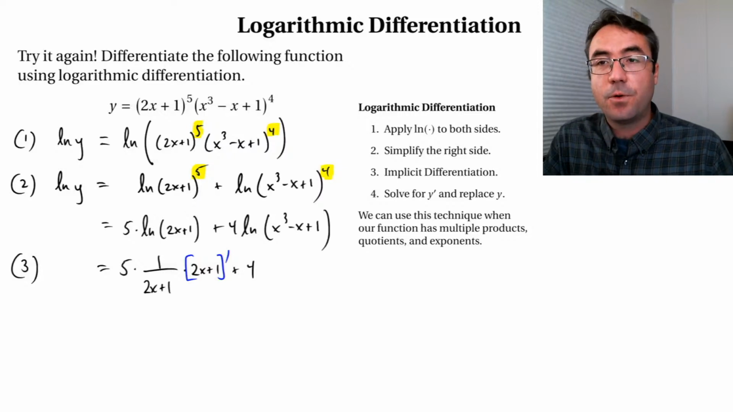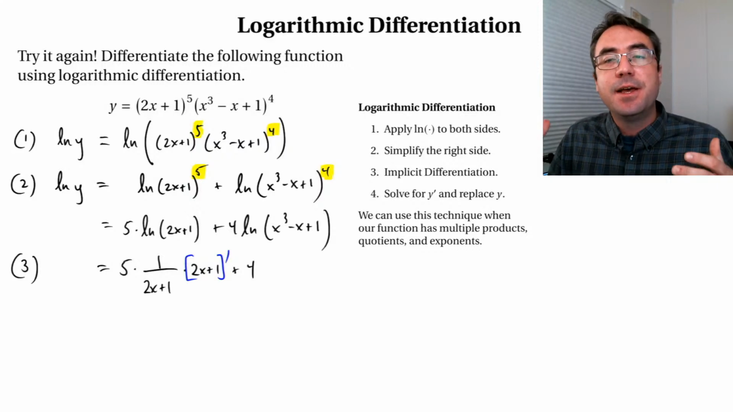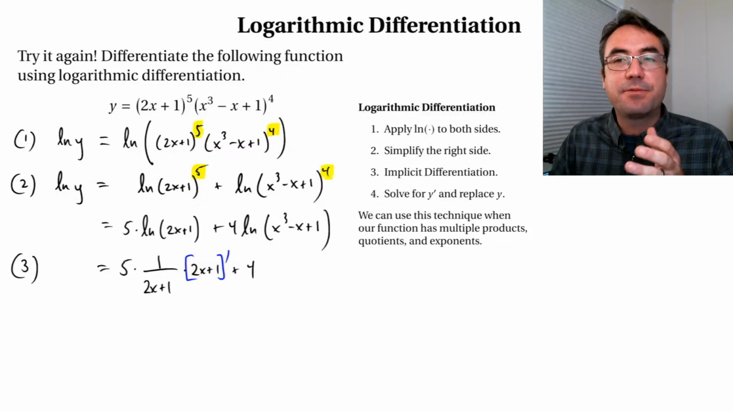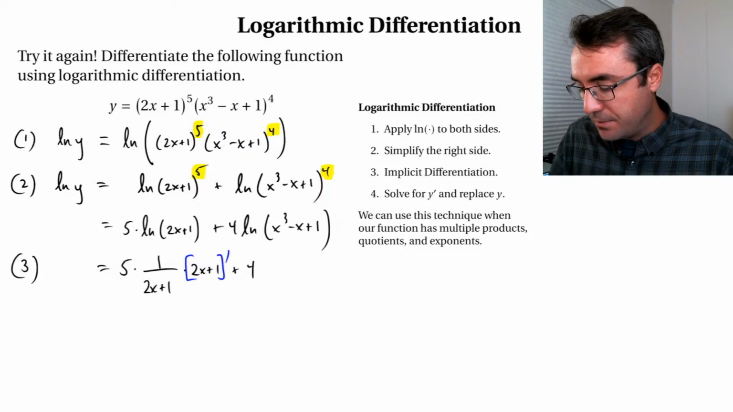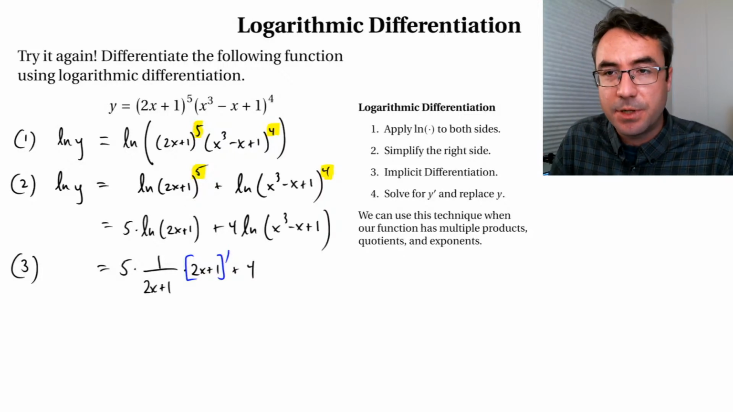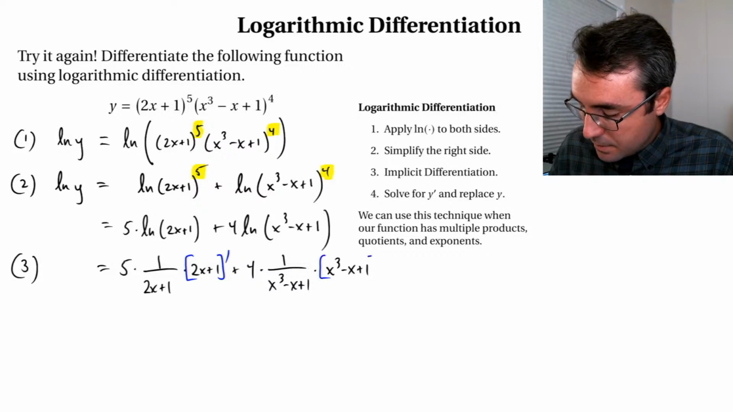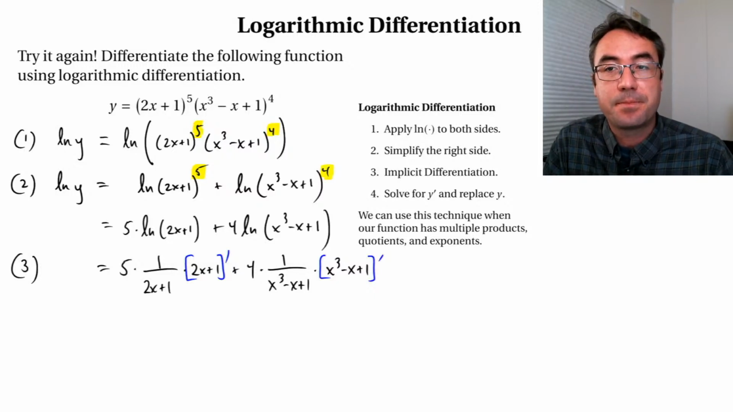Then we have plus 4. And then the derivative of natural log x cubed minus x plus 1. We're doing implicit differentiation, but really it's all x's on the right here, so it's just usual differentiation on the right. So the derivative of that natural log of x cubed minus x plus 1 is the reciprocal times the derivative of the term inside the parentheses.